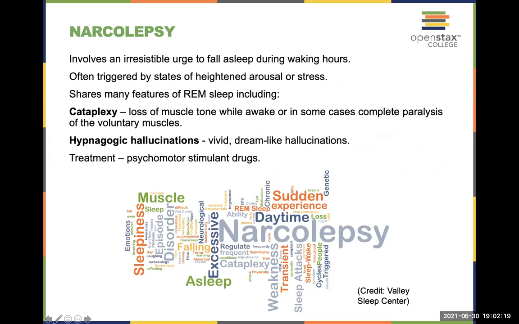And then there's narcolepsy. This is the irresistible urge to fall asleep during wake hours, right? It's often triggered by states of heightened arousal or stress. The person who experiences this shares many features of REM sleep, including the loss of muscle tone while awake. So remember that sleep paralysis we were talking about. And then hallucinations, the vivid, dreamlike hallucinations. The way that gets treated is with psychomotor stimulant drugs. So there is treatment for that, and a person can get help for that.